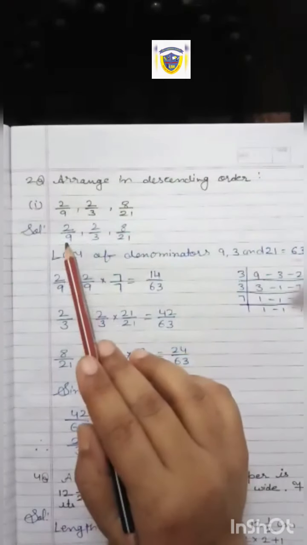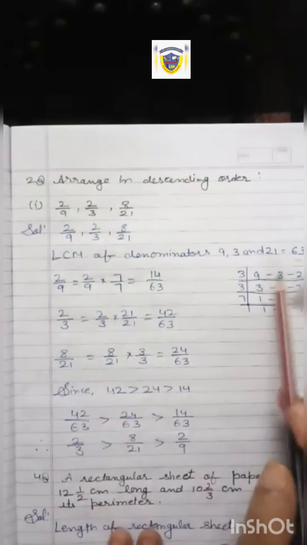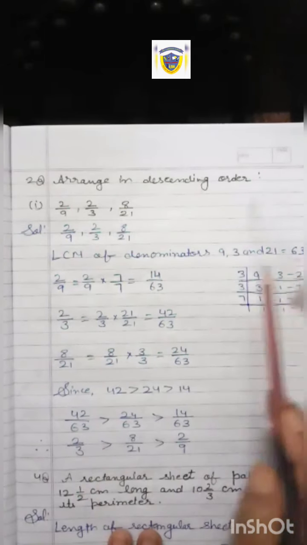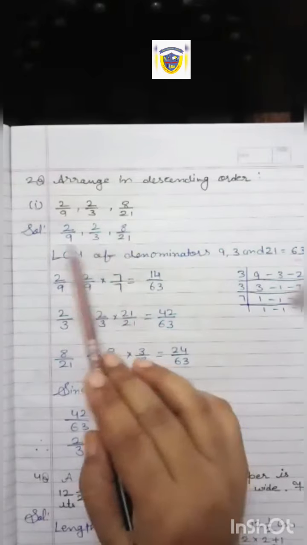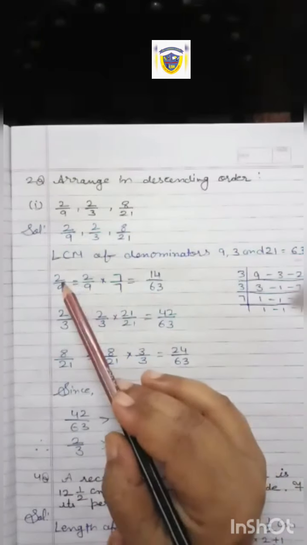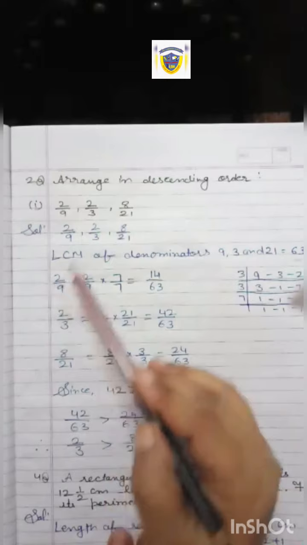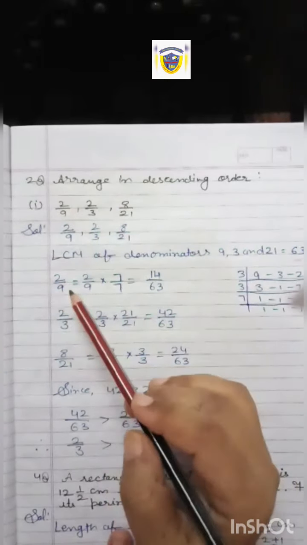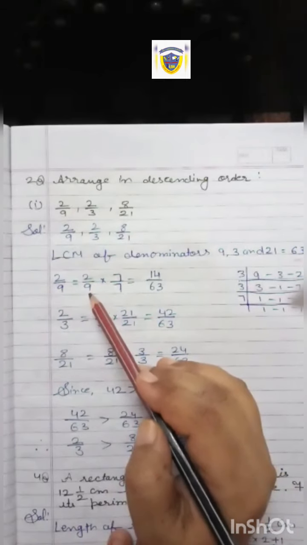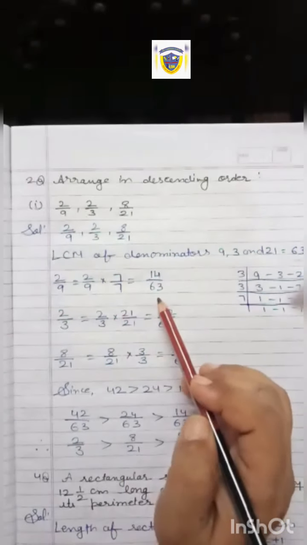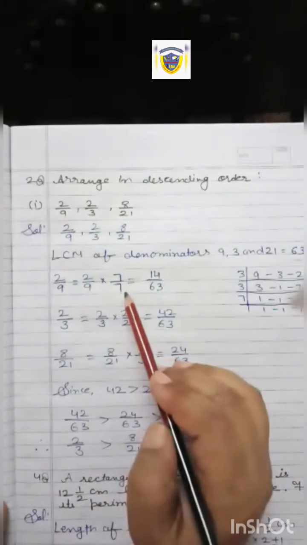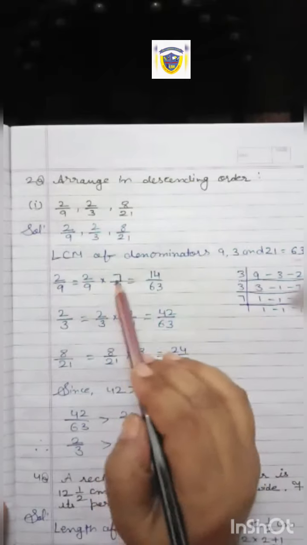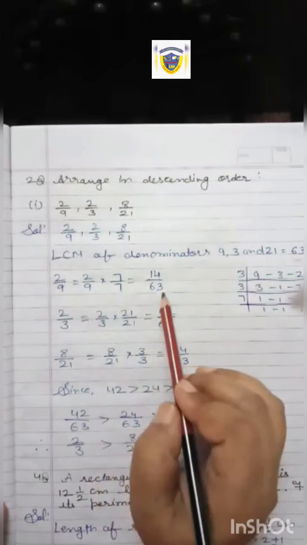First of all, we will take the LCM of 9, 3 and 21. So we have taken LCM of 9, 3 and 21, that is 63. Now we will make the denominator of all these fractions 63. How? I have 2 by 9. First fraction is 2 by 9. So I want to make this 9 into 63. I think with which number I multiply 9 so that I will get 63, that is 7. 9 multiply 7 is 63. So I multiply numerator and denominator by 7. This is 2 times 7 is 14, 9 times 7 is 63.